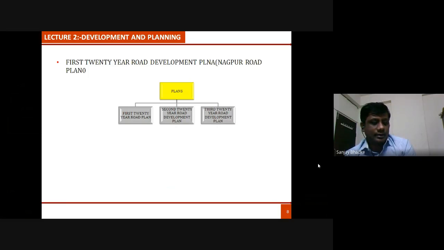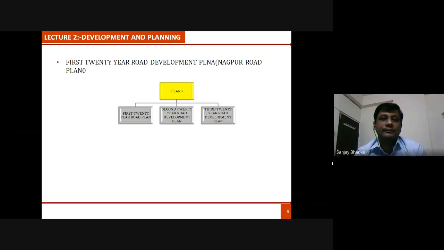We know that we are living in Nagpur, and Nagpur city is the center portion of India. So the first 20-year development plan was started in India, and it started from Nagpur. This plan, the first 20-year road development plan, is also called the Nagpur road plan, where we started the road construction from the middle of India. That is your first plan, called the Nagpur road plan.